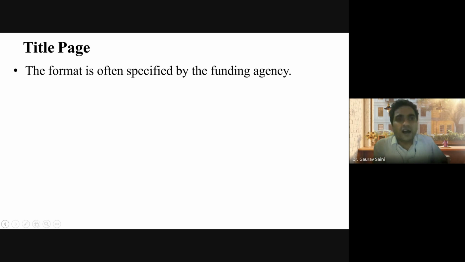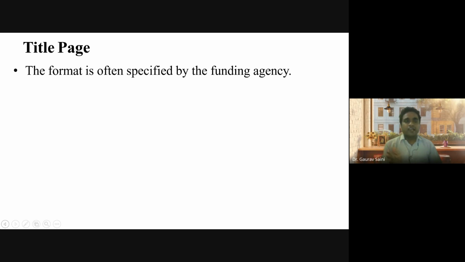So I think every funding agency specifies the format of the title page. That should not be fancy. If you are making it for yourself, it should not be fancy. It should not be colorful; that basically would not work. The thing is, it should have certain information.